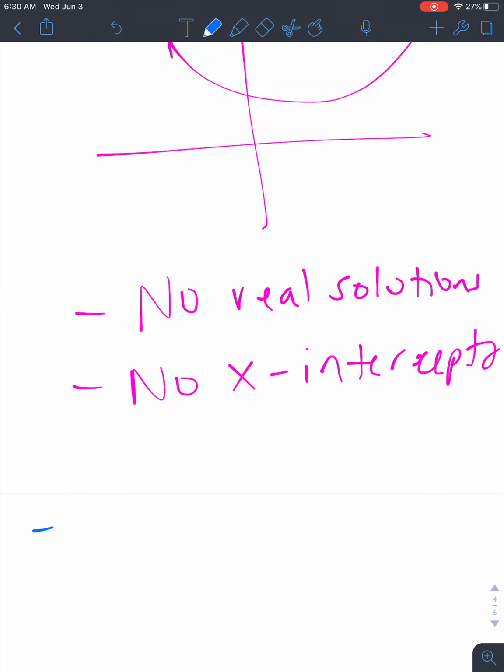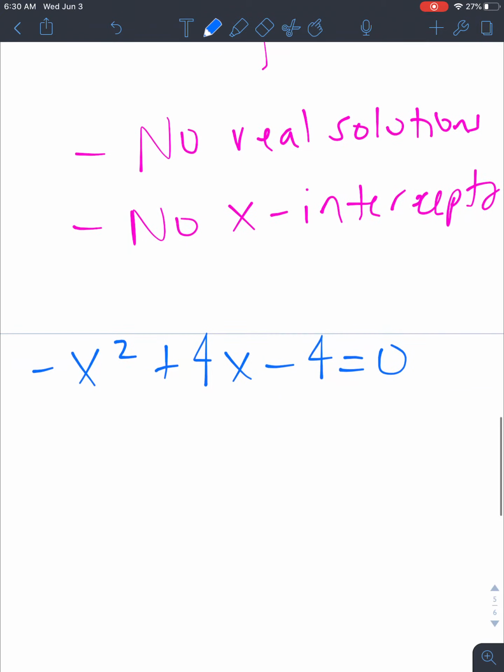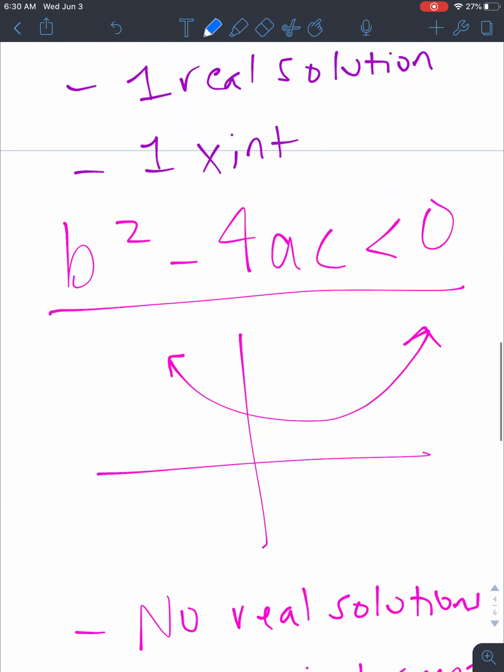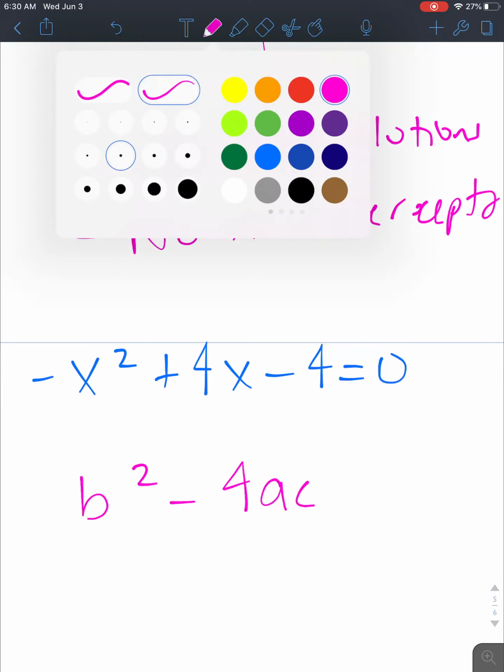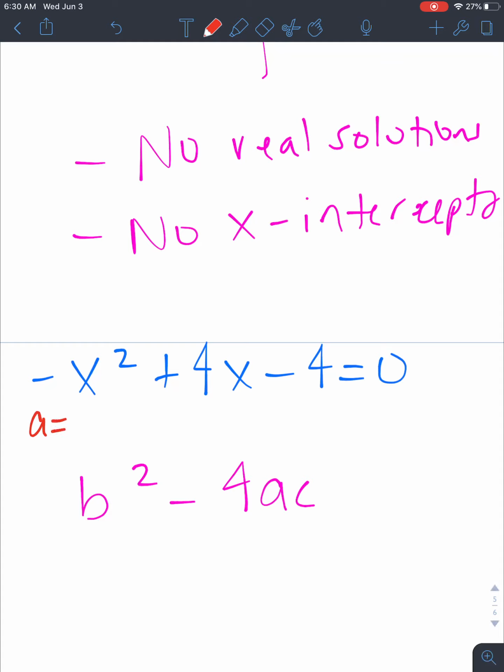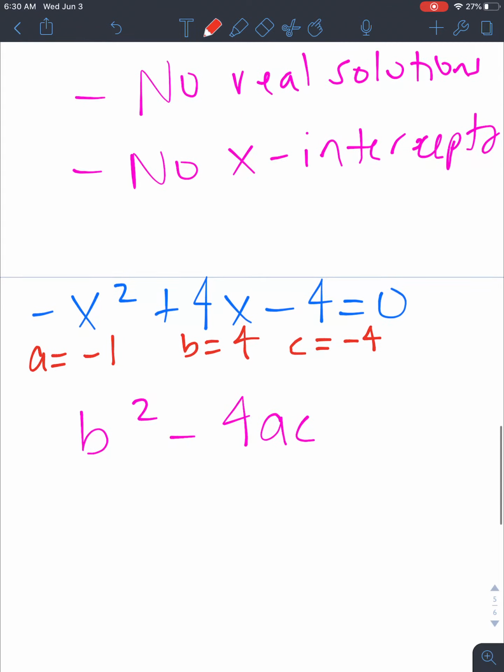Let's see if negative x squared plus 4x minus 4 equals 0 has 2 solutions, 1 solution, or no solution. You can just jump into solving it, but we know that we're looking at the b squared minus 4ac part. So I'm going to identify my a, my b, and my c values. I have an a of -1, a b of 4, and a c of -4.